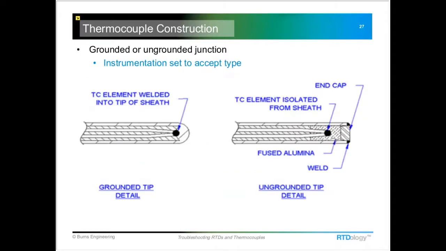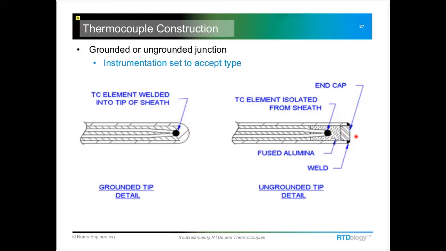What could go wrong? Unfortunately, there is some stuff that can go wrong. In the tip section here, there's either the grounded junction or the isolated, or ungrounded, junctions. Grounded junctions are welded right into the tip of the probe. Ungrounded are insulated. You can see here this one has just a little extra ceramic powder stuffed around that element junction and an end cap welded in place.